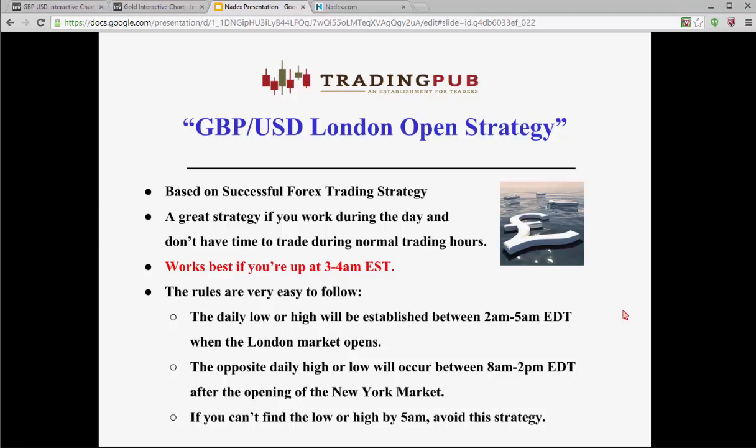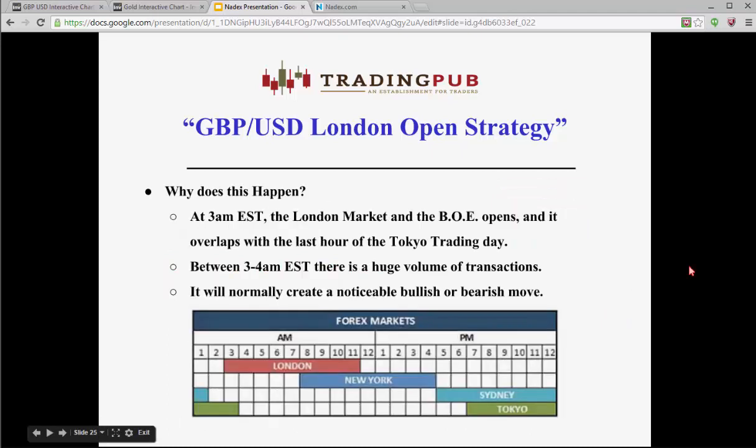If you can't find the low or the high between 2 o'clock and 5 o'clock in the morning, if it's really choppy for some reason, it's not your day to trade that strategy. But if it reveals itself, go for it.